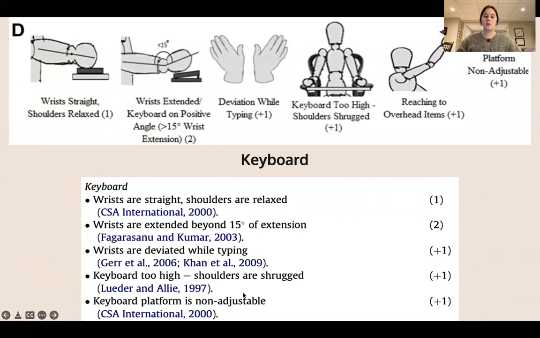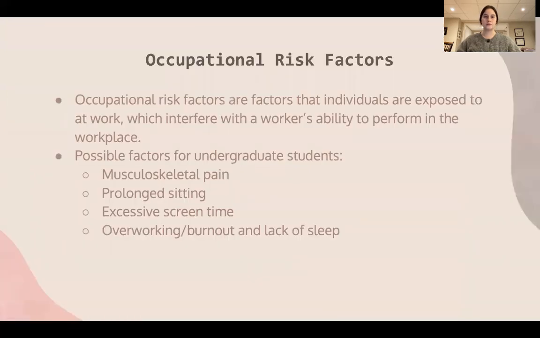So next, when looking at your keyboard, the most important thing to know here is while you're typing, your wrist should be straight with your shoulders relaxed.